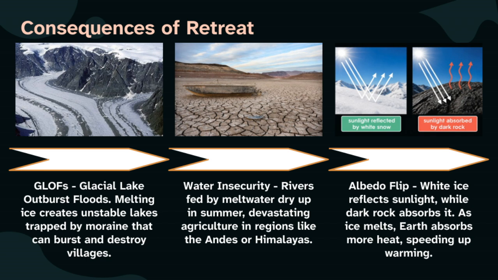This is called a feedback loop. A change starts a process that makes the original change even stronger. So glacial retreat has immediate risks, like floods, and long-term risks, like water shortages and increased warming.